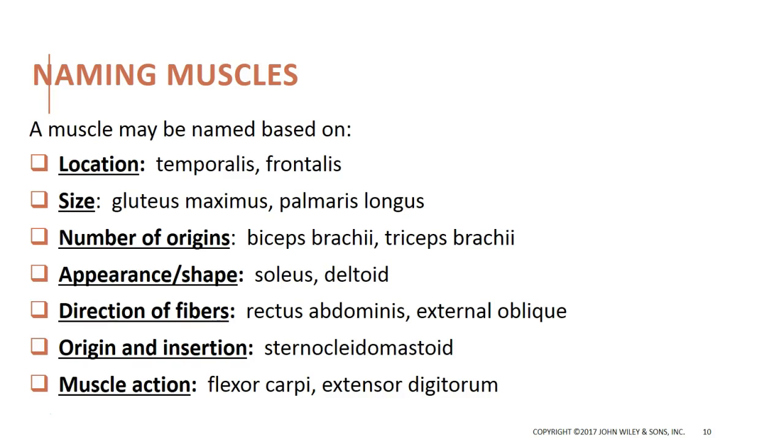The sternocleidomastoid, now boy, that's a big name, right? Sternocleidomastoid tells us the origin and the insertion. So sterno, of the sternum, cleido, of the clavicle, and mastoid, the mastoid process behind the ear. And then finally, there are some muscles that are named according to their action and location, such as the flexor carpi. Carpi refers to the wrist, and flexor refers to the action of flexion. And then, of course, the extensor digitorum will extend the digits.